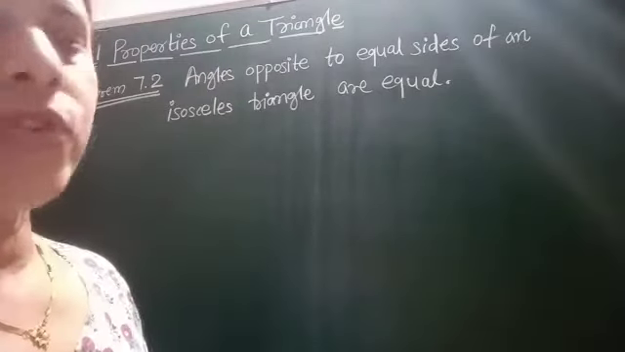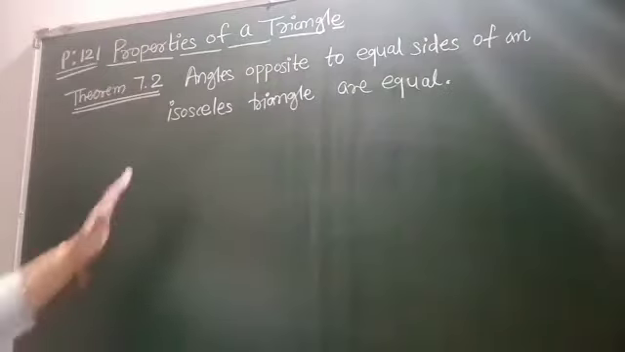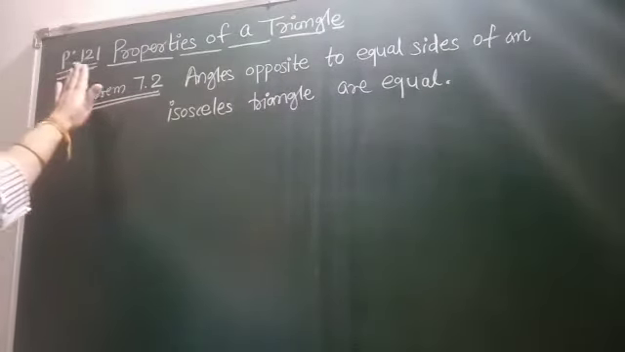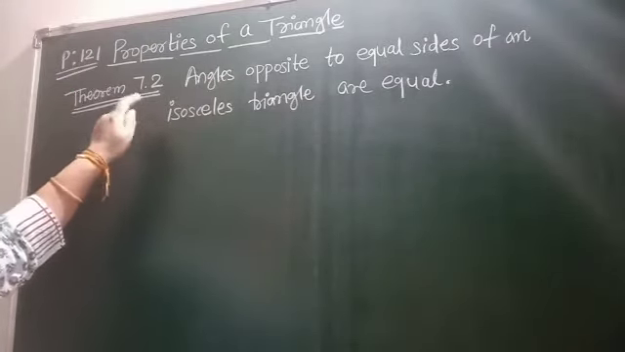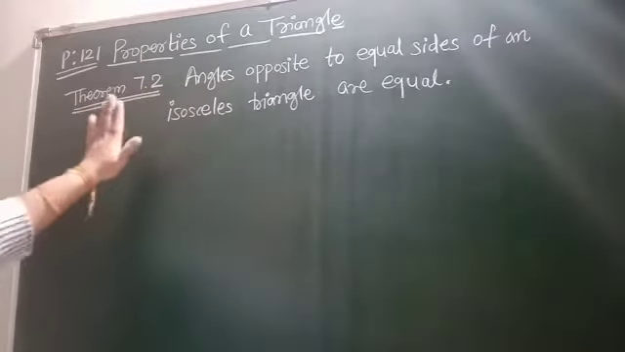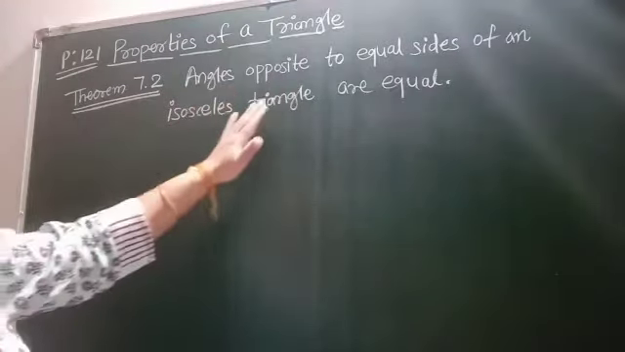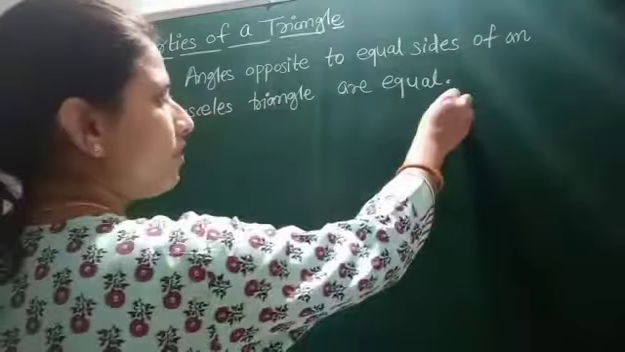Students, before starting exercise 7.2, we will see some properties of a triangle and theorem 7.2, which is given on page number 121. This is a very important theorem, students, and we already learnt this important theorem in 7th class also. The theorem is: angles opposite to equal sides of an isosceles triangle are equal. What is the meaning of this?